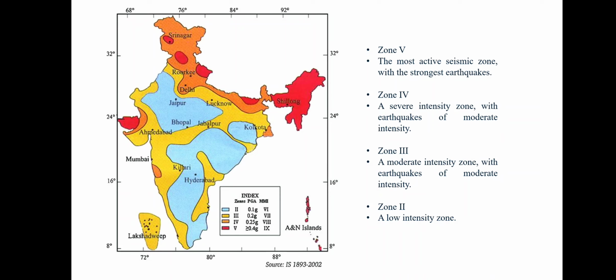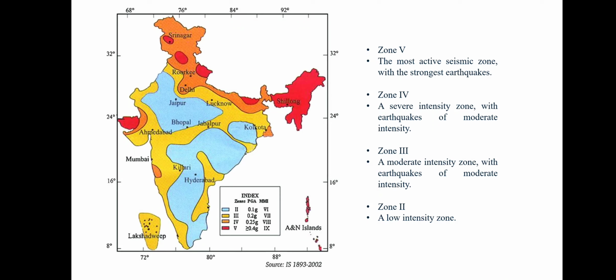As shown in the image, this is a map of India showing different seismic zones by their seismic activity. There are four zones by their different seismic activities. Zone 5, the most active seismic zone with the strongest earthquakes. Zone 4, a severe intensity zone with earthquakes of moderate intensity. Zone 3, a moderate intensity zone with earthquakes of moderate intensity, like Zone 4. Zone 3 and Zone 4 are similar, and Zone 2, a low intensity zone.